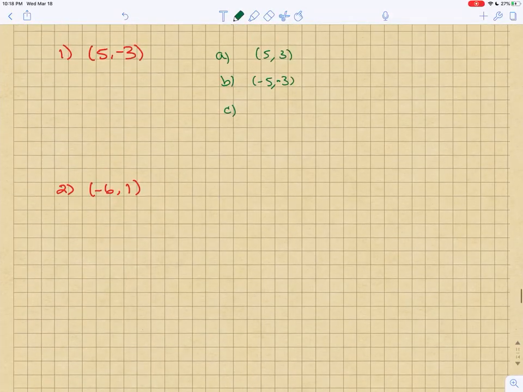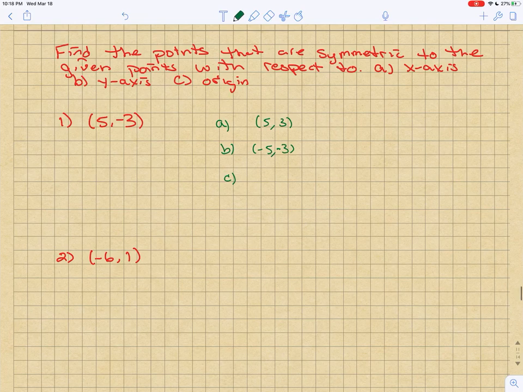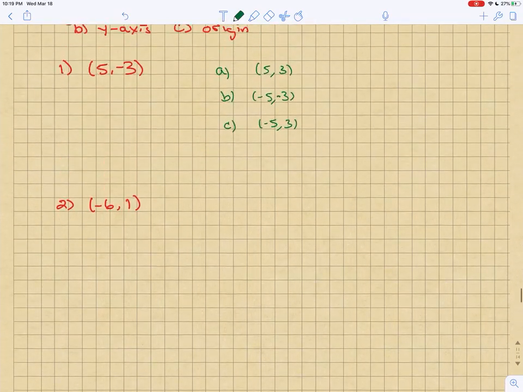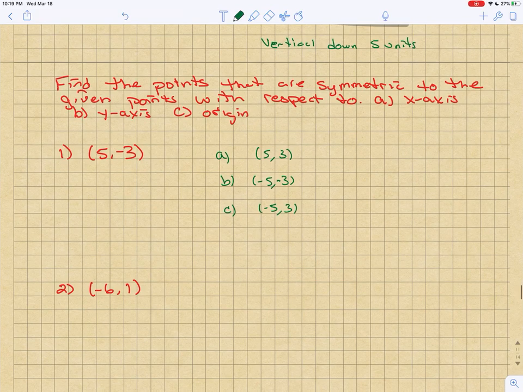So here we go. It says replace x with the opposite of x, so it's minus 5. Negative 3 gets replaced with the opposite, 3. That is now with respect to the origin. Alright. That's a 1, by the way. You're probably wondering what number that is.